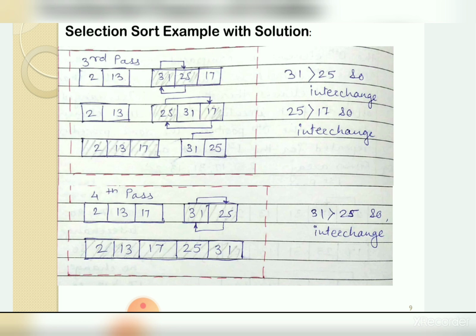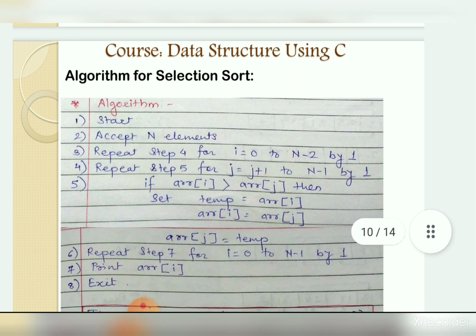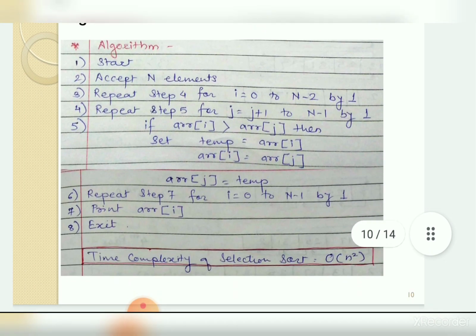This is a selection sort example. The algorithm is quite the same as bubble sort because it also needs two for loops, or 2 looping statements. Again, repeat for i equal to 0 to n minus 2, and secondly j equal to i plus 1 to n minus 1. So we have to compare each and every element.